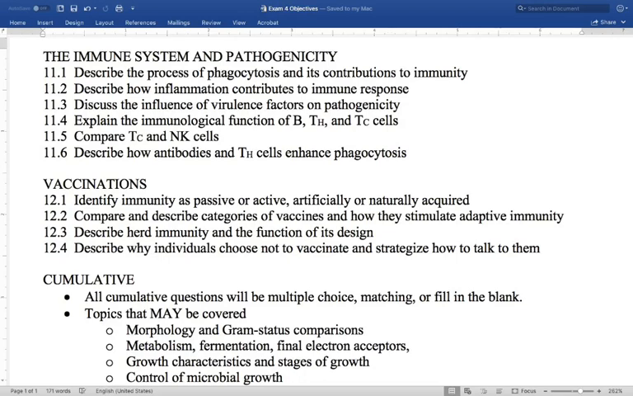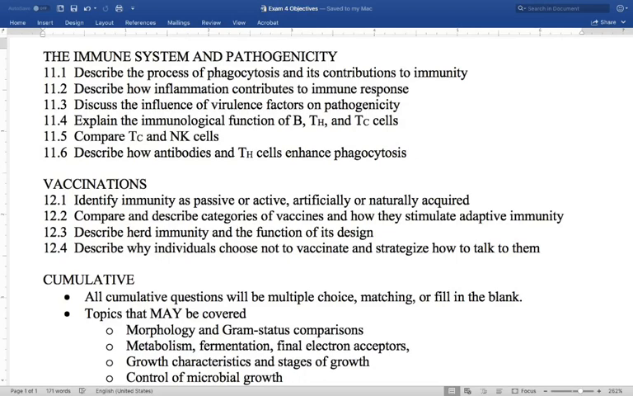Natural acquired immunity are cases in which an individual is directly being exposed to a pathogen through a natural infection or being exposed to antibodies through, for example, mother's milk. Passive immunity is where you're receiving antibodies or the immune response from somebody else, whereas active immunity is where your own body is producing an immune response.